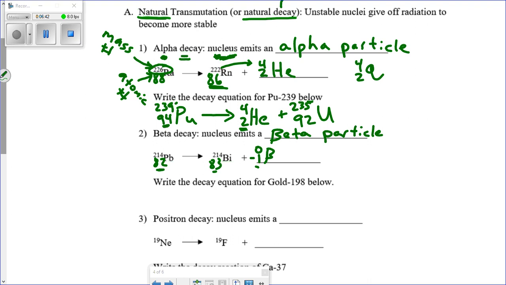We draw that by writing a little beta symbol. It's basically a capital B with a little tail on it. The other way you could see it is 0 over -1, and then an e, because if you look at it, a beta particle is actually the same thing as an electron. Okay, it's got 0 mass, -1 charge. So it's the same thing as an electron, so you could see it written like that as well. Okay, so now let's do an example of this.